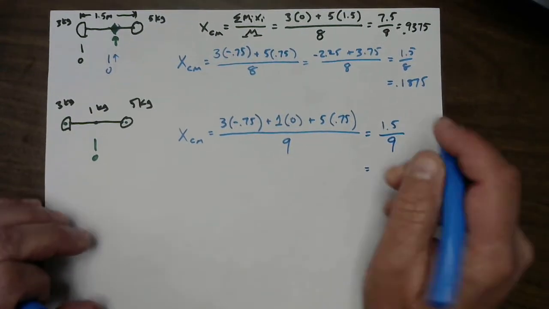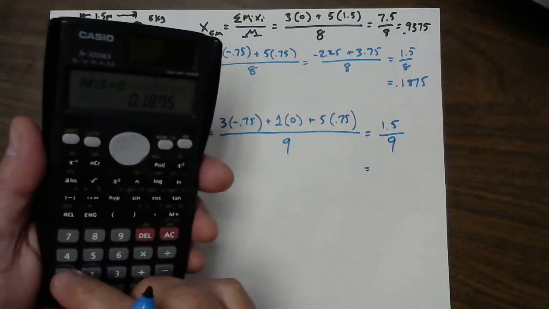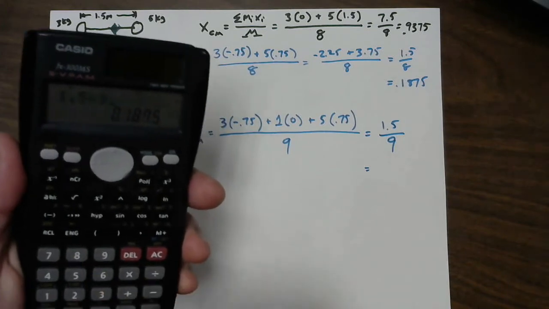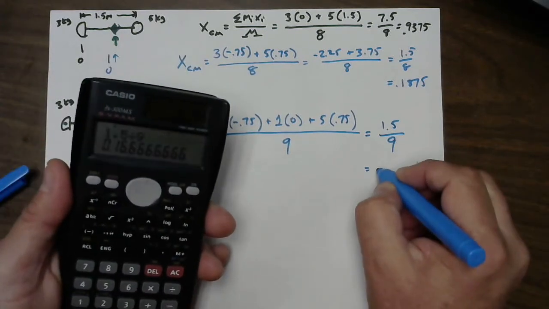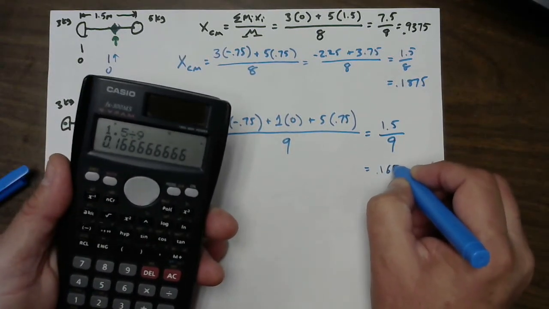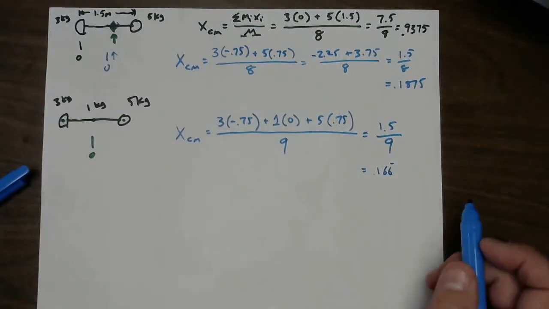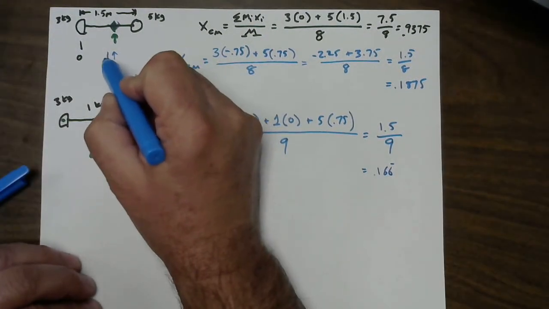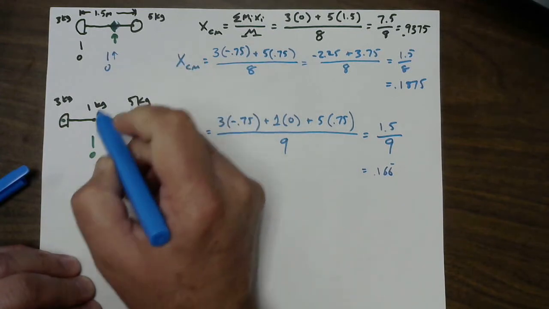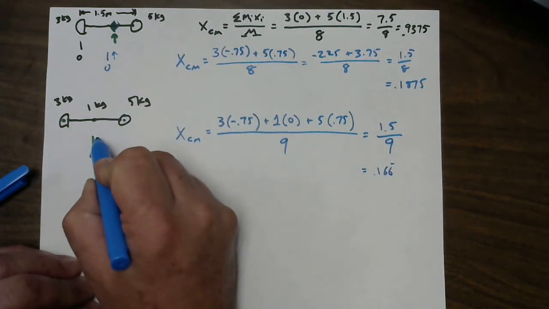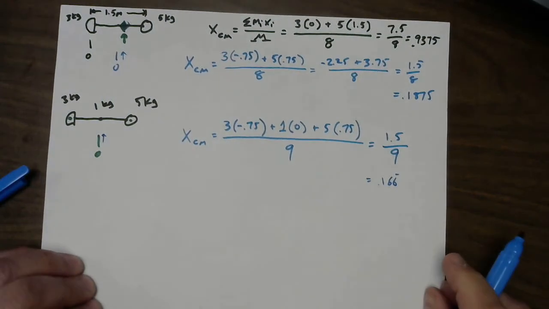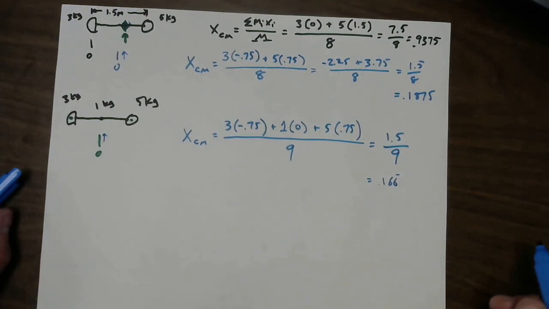So that means that the center of mass is going to shift a little bit, get a little closer to the center. That's 0.166 repeating meters. So now, instead of being a full 0.18 meters to the right, it's now just 0.16 meters to the right. Adding in the stick has shifted the center of mass a little bit.